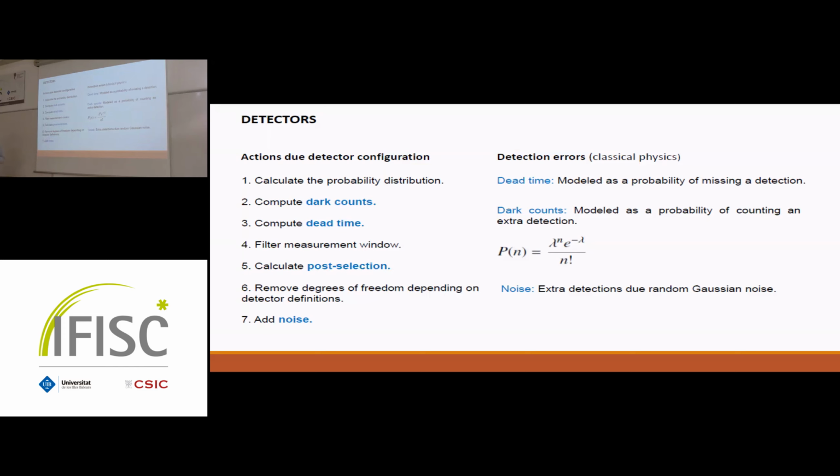The model of calculating this in SOQCS is not that complicated. What we do is simple. The detector has a probability to be off, and that is it. And then we have the filter measurement window that we have spoken about. We can calculate the post-selection. We can also remove the degrees of freedom depending on the detector definition. We have spoken about packets.